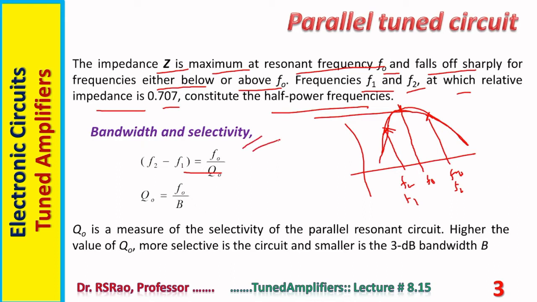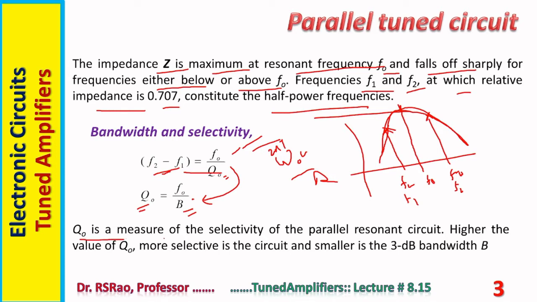Bandwidth and selectivity. As already mentioned, bandwidth is the distance between f1 and f2, or f2 minus f1. It can be shown equal to f naught by Q naught. f naught is already given in the previous slide. Q naught is omega naught L by R. 2 pi f naught is omega naught. By definition, Q naught is omega naught L by R. It can be shown equal to f naught by B, where B is f2 minus f1. This relation has come from this one.